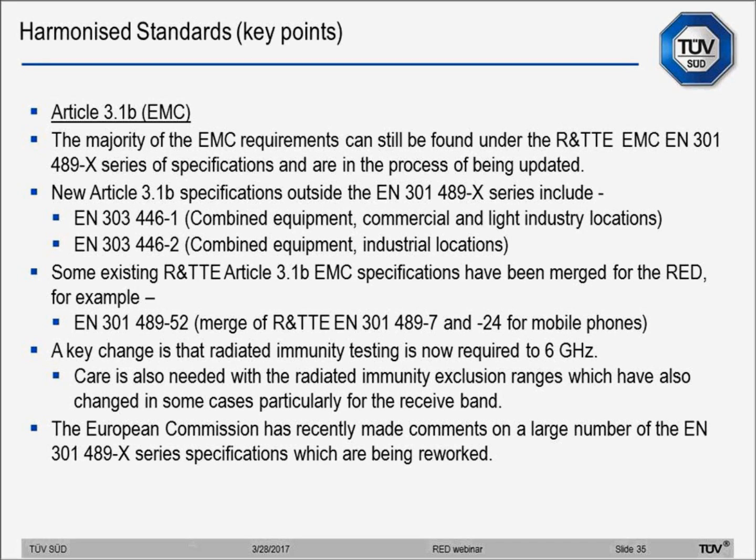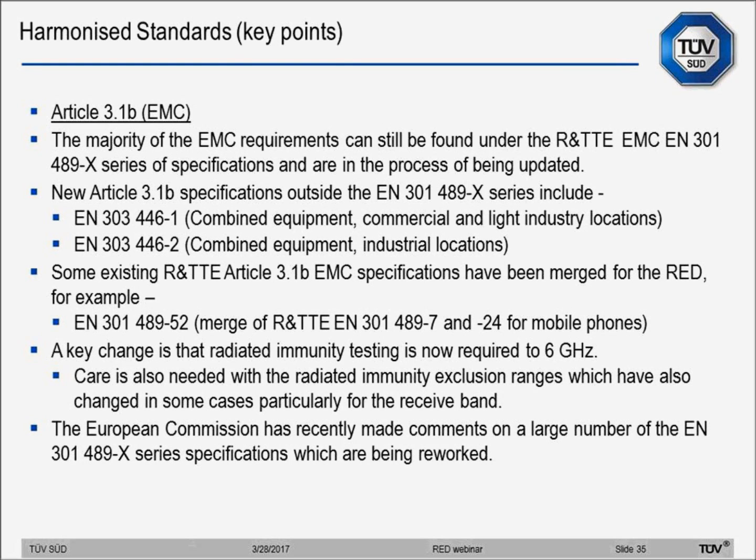You also need to be aware that some of the Article 3.1b EMC specifications have been merged for the RED. For example, EN 301 489-52 is a merge of the mobile phone R&TTE EMC specifications -7 and -24. Another important point, a key change, is that radiated immunity testing is now required to 6 GHz. Under the R&TTE directive, radiated immunity testing was to 2.7 GHz. The series of specifications require immunity up to 6 GHz now.